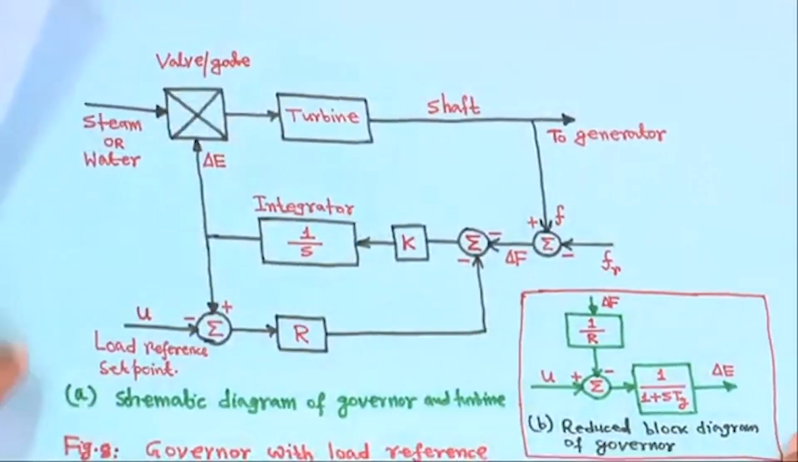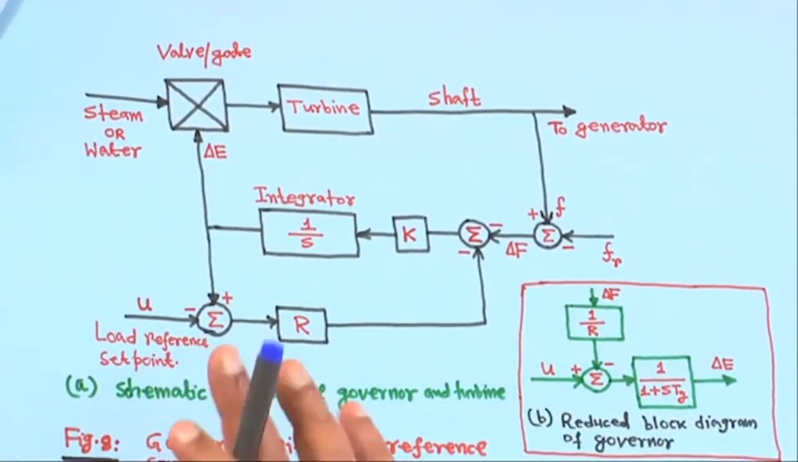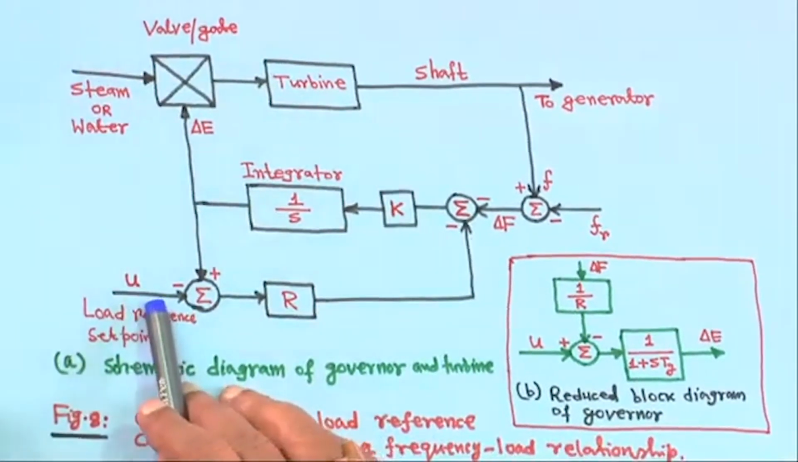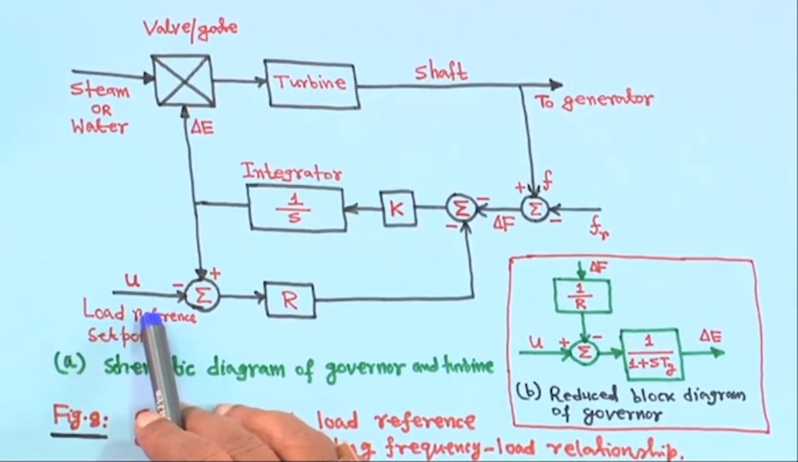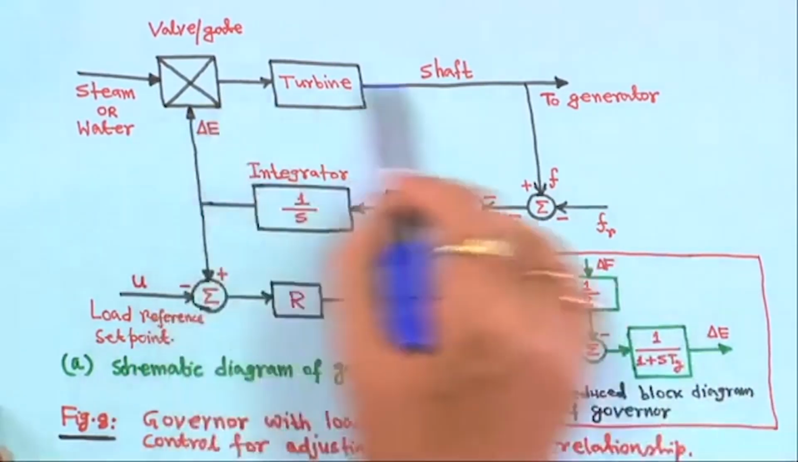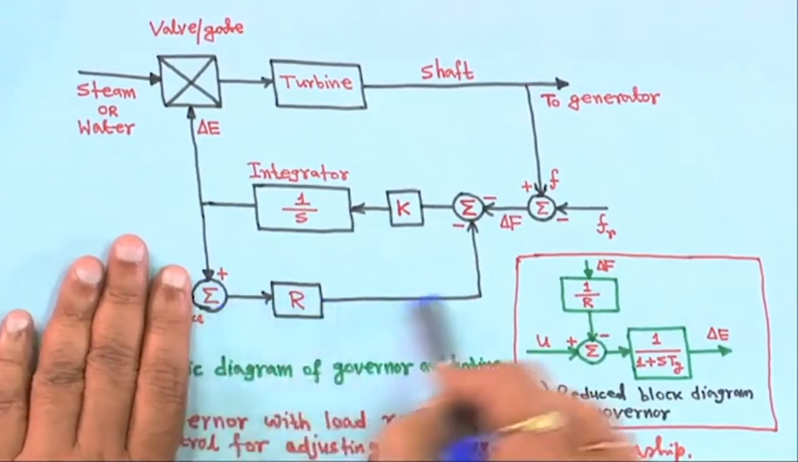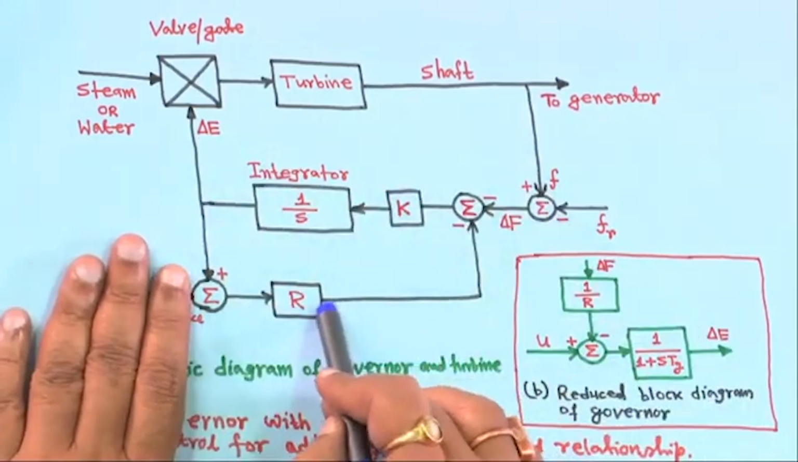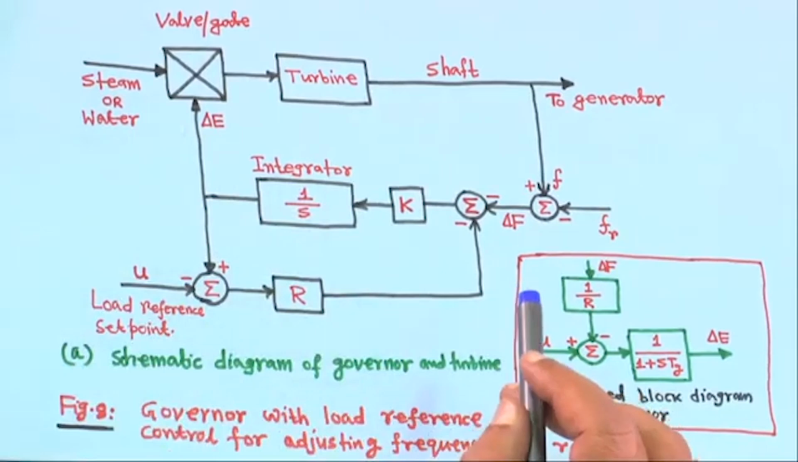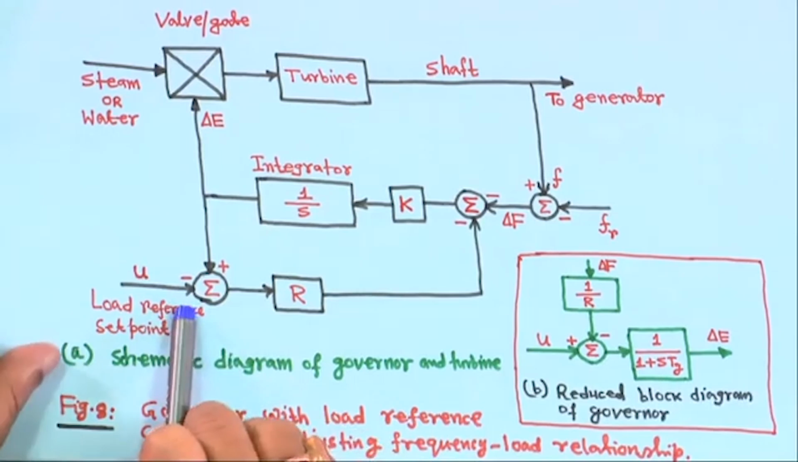This is actually a speed changer motor. We will not go into details, just schematically we will show that it acts as an integrator. The output U is the output of an integrator. There can be different types of controller, not only an integrator. So, this is the load reference. The same block diagram, everything is the same up to this point as it was, but you have to control the generating power output. Therefore, you need a load reference set point, which we call U.